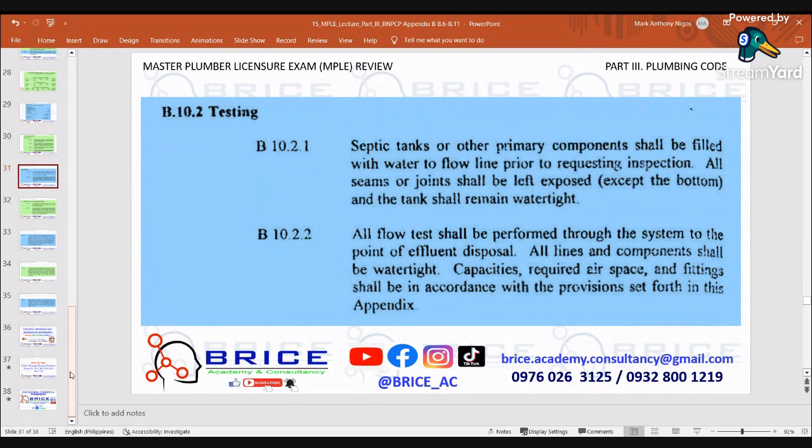Testing. Septic tanks or other primary components shall be filled with water to flow line prior to requesting inspection. All seams or joints shall be left exposed except the bottom, and the tank shall remain watertight. All flow tests shall be performed through the system to the point of effluent disposal. All lines and components shall be watertight. Capacities required, airspace, and fittings shall be in accordance with the provisions set forth in this appendix.